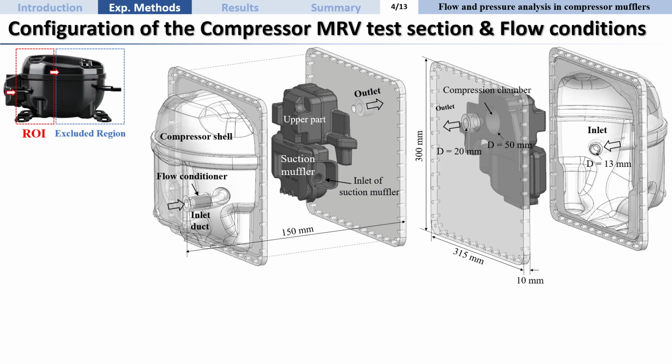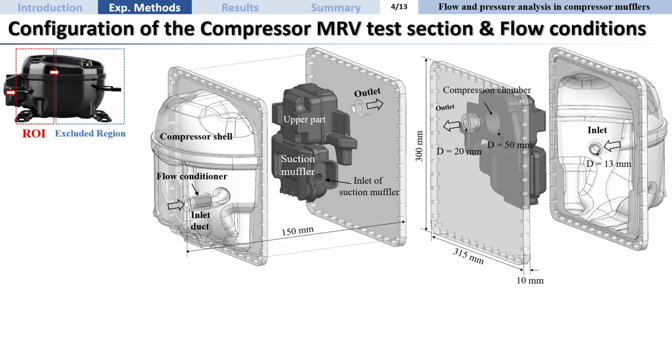All right, on this slide, I will introduce the configuration of our MRV test section and flow conditions. First, I want to clarify that our analysis focused on the suction muffler. The remaining regions were excluded. The MRV test section was developed based on the CAD model provided by LG Electronics, which consisted of three main components: the compressor shell, a suction muffler upper part, and a flat mounting plate. A flow conditioner was installed in the inlet duct to ensure uniform inlet flow.